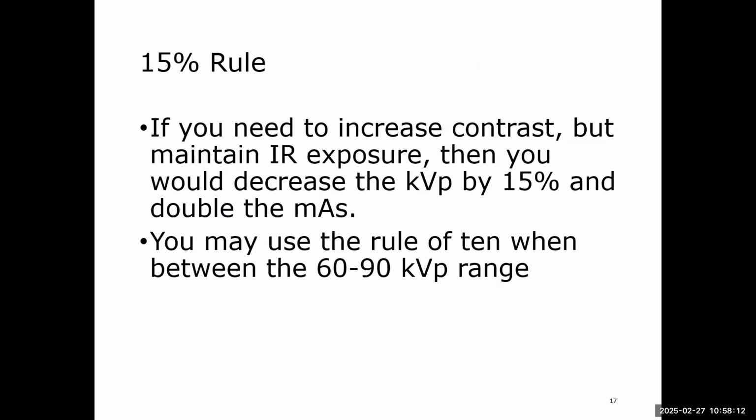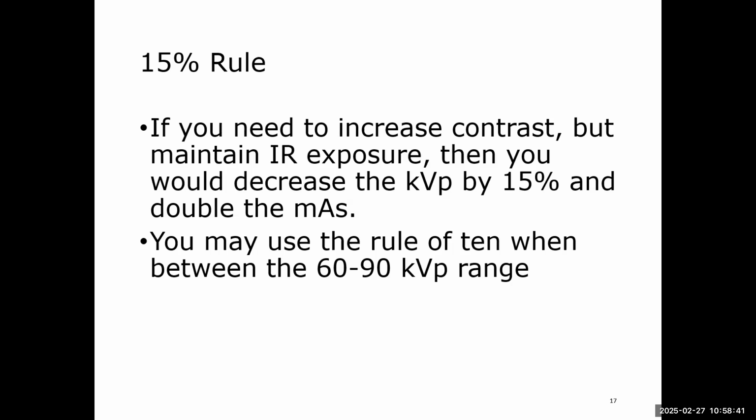All right. So the 15% rule just states that if you need to increase contrast, but your overall goal is to maintain receptor exposure, then you would decrease KVP by 15% and double the mass. So remember that KVP has an inverse relationship to subject contrast. So if KVP goes up, subject contrast goes down, and vice versa.